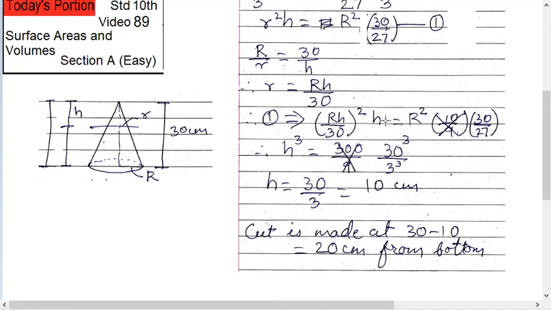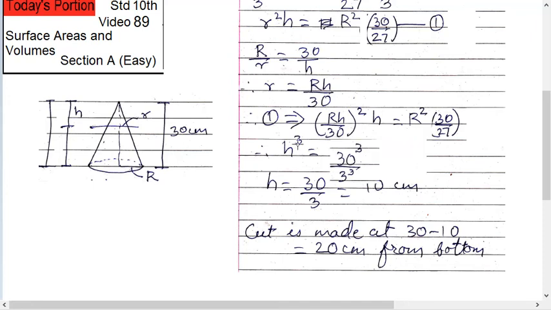So capital R upon small r equals 30 upon h, right? Because corresponding sides of similar triangles are in the same ratio. So small r equals what? Capital R into h upon 30. So put the value in equation 1. This is 1. So R h upon 30, the whole square, into h, right? Equals R square into 30 upon 27, right?